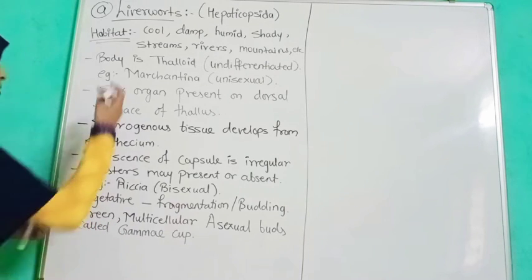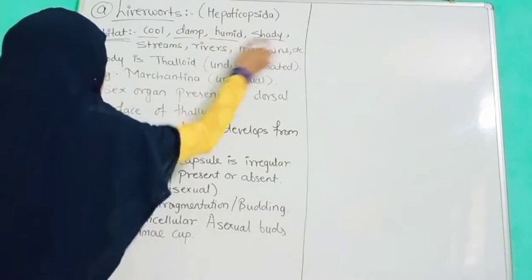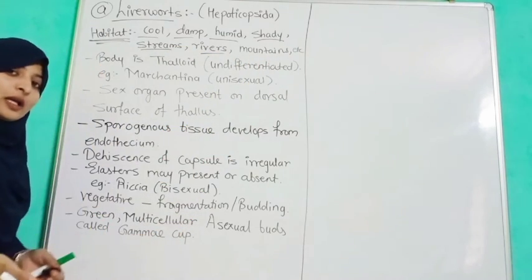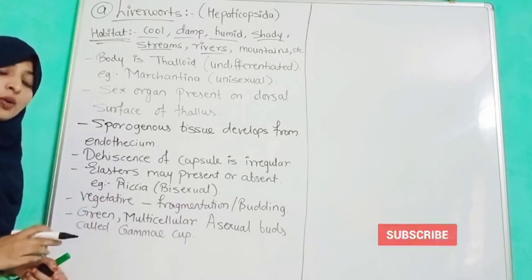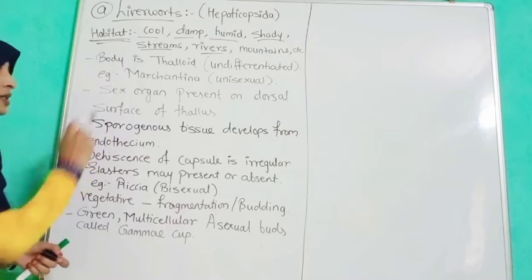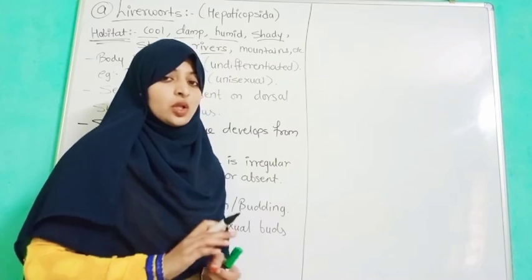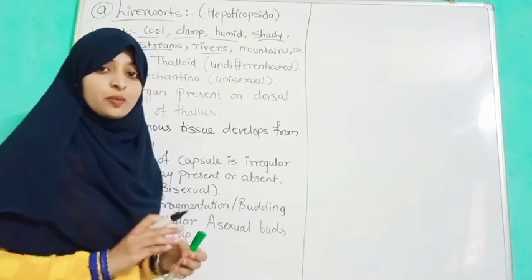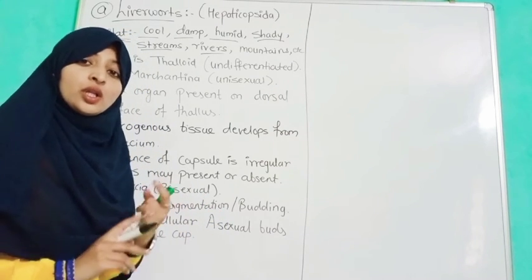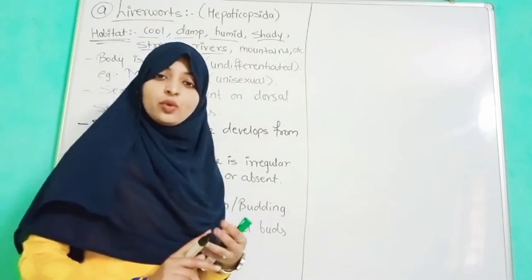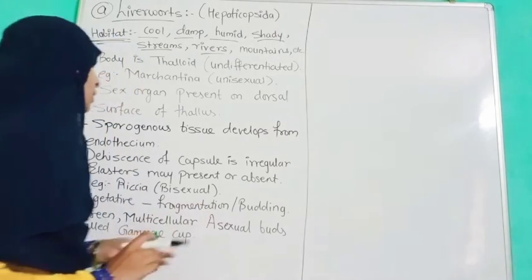Habitat means the living nature, where they show their living nature. They live in cool, damp, humid, shady streams, rivers, mountains or hilly regions. The body is thalloid, which is undifferentiated. Undifferentiated means a simple body, not having a true root, stem or leaf, but having root-like, stem-like and leaf-like structures on the body.